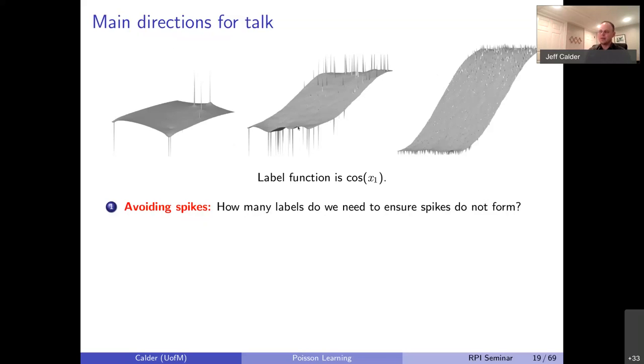Maybe the middle is not so bad. I don't know. If you're just going to threshold this at zero, maybe the middle is not so bad, having some spikes that are of manageable size.